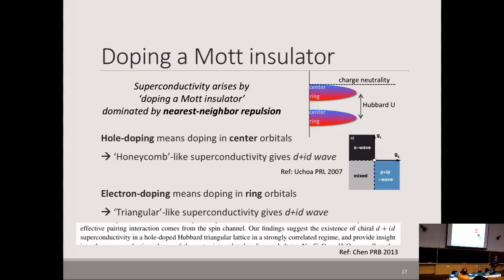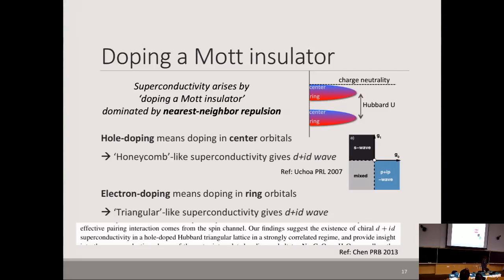Similarly, starting from this half-filled Mott state, you can add charges, so electron doping. You get charges that live in these ring-like orbitals. These ring-like orbitals behave as if they're on a triangular lattice. So again, you just look through the literature for what gives a small amount of charges on a triangular lattice, and surprisingly, that gives a chiral d plus id wave superconductor. So one of the suggestions that we make is, if you're able to measure the symmetry of the order parameter in these twisted bilayer graphenes, and if what we're saying is true, you should be able to see a symmetry difference depending on whether you electron dope or hole dope relative to this half-filling state.